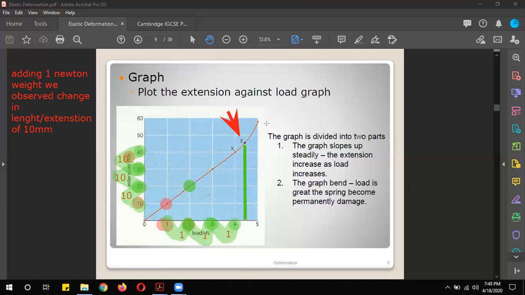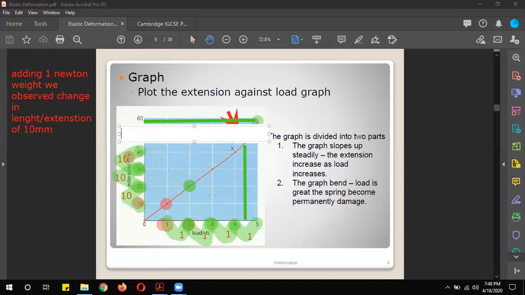Now we added 1 Newton more. Clear? So 4 plus 1 is 5. But look here, the value for 5. When you take it there, you can see it is somehow like 58. So we can see that it is like 58. What is the difference between 58 and 40?